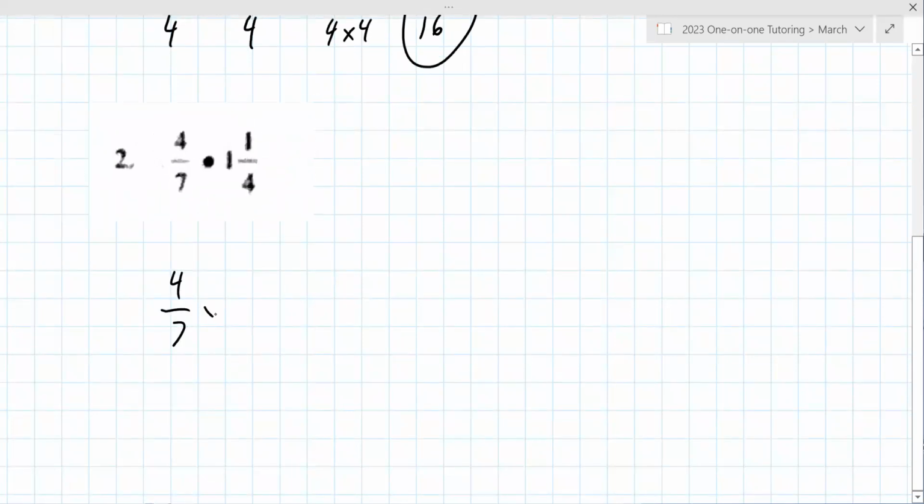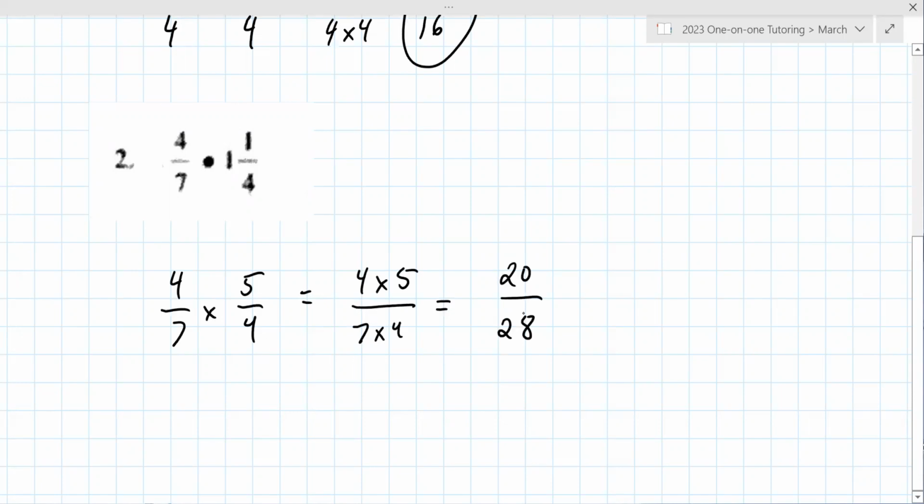But then you need to make it speak the same, like the denominators. Okay, so let's go ahead and do this. 4 times 5, right? And then 7 times 4. And that's 20 over 28. Do you see that? Yeah.